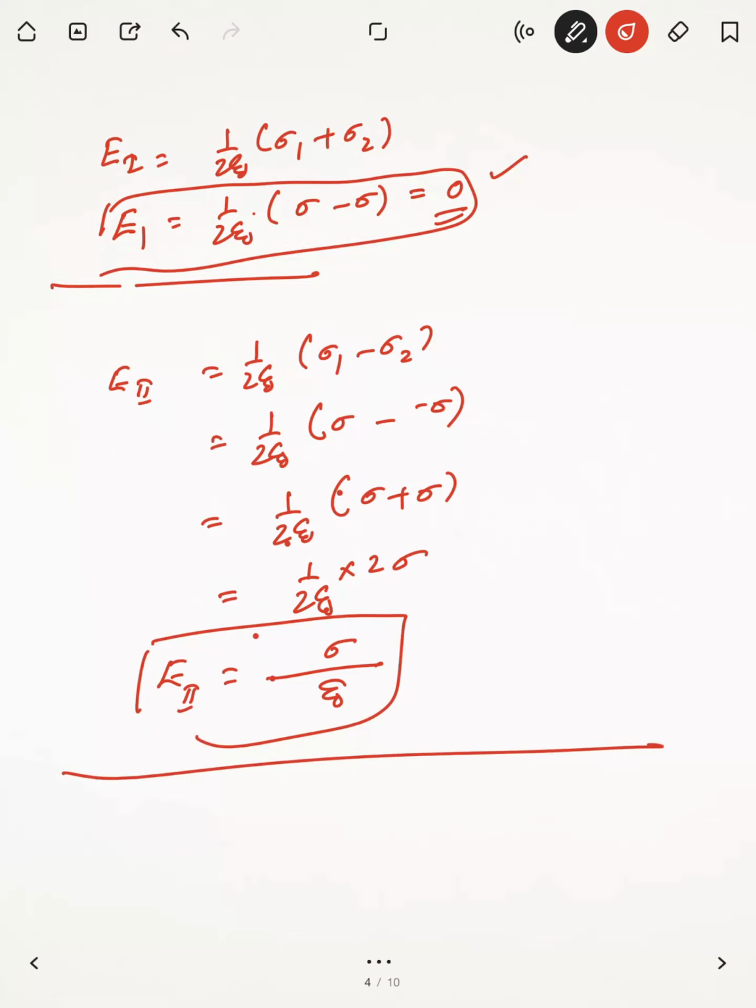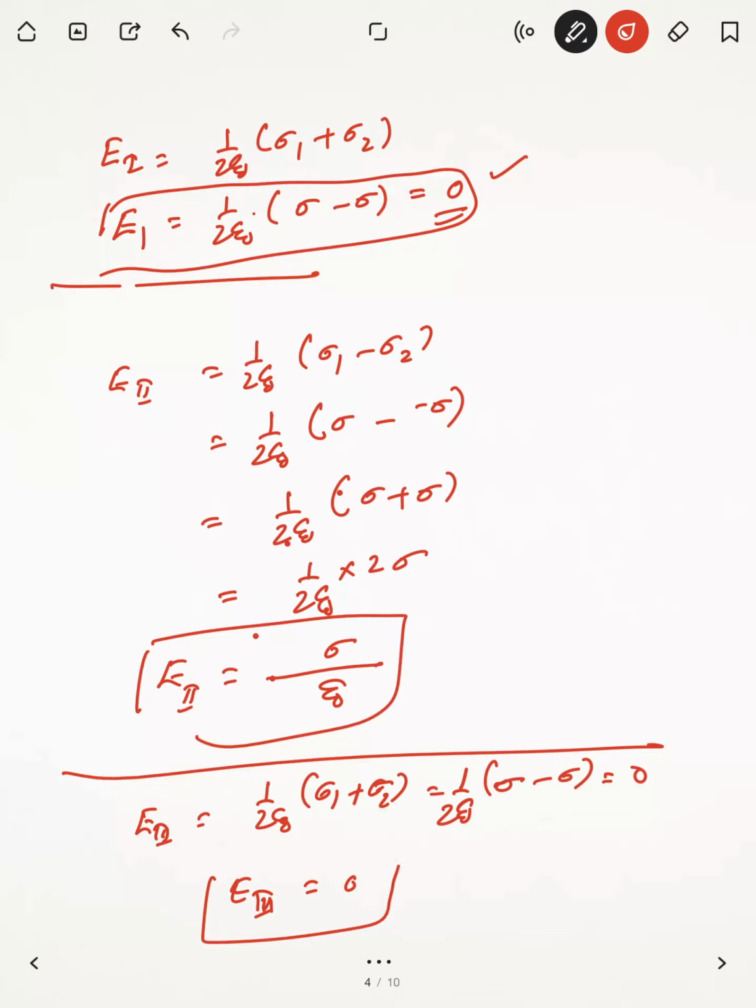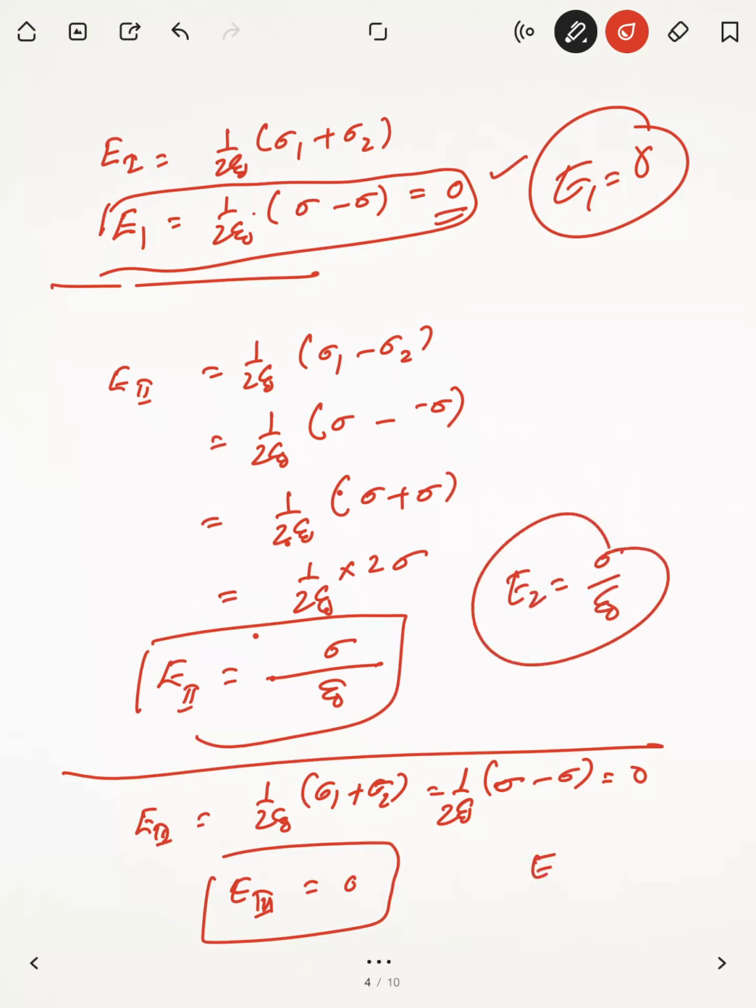And last, the electric field in the third region. It is the same, 1 by 2 epsilon 0 times (sigma 1 plus sigma 2). Sigma 1 is plus sigma, sigma 2 is minus sigma, so the value comes as 0. So E3 is also equal to 0 in this case. So the electric field E1 on the extreme left becomes 0, in between the electric field is sigma by epsilon 0, and E in the third region becomes 0. This is the special case which is very important.